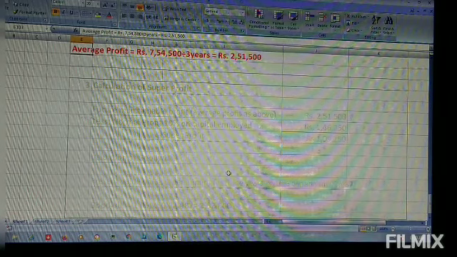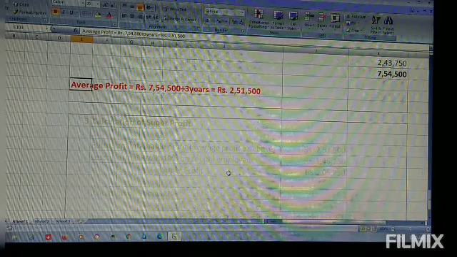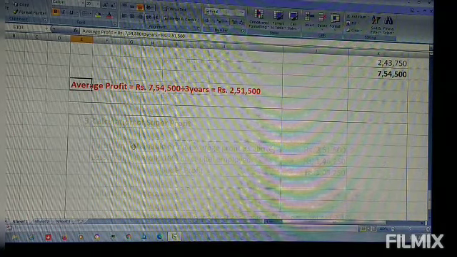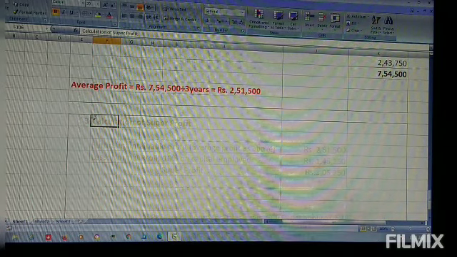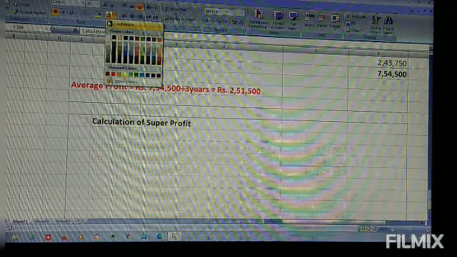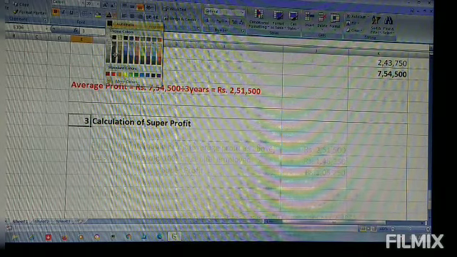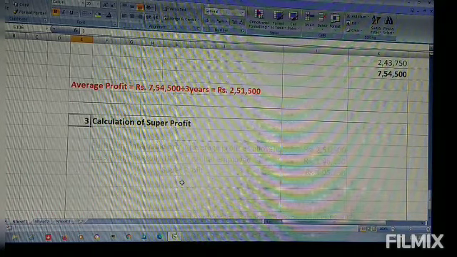Now we'll calculate the super profit. After calculating the super profit, we'll use the annuity table value and find out the goodwill using the annuity method. Now we'll write the calculation of super profit. Write the heading. No need of any columns here.